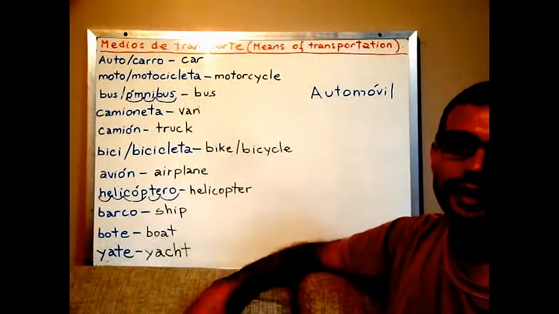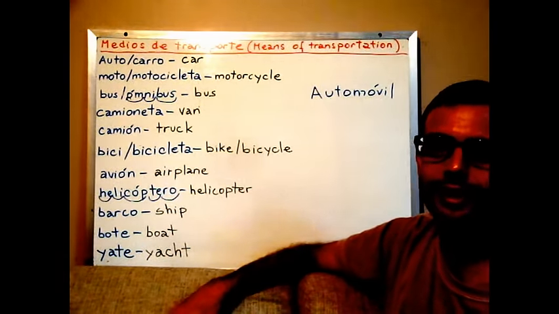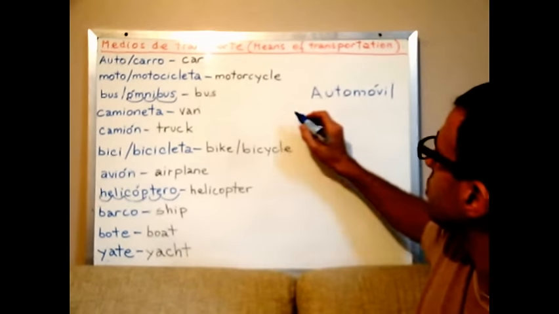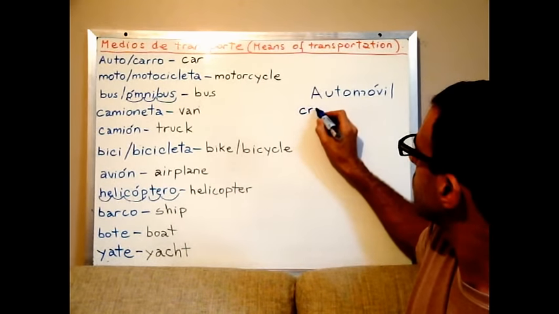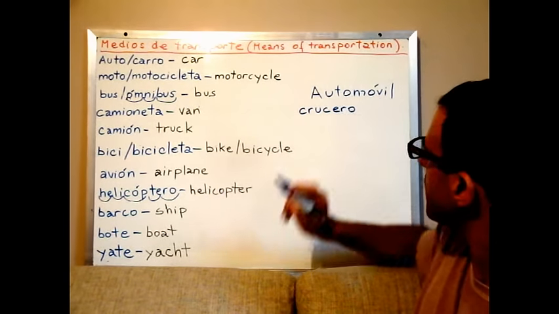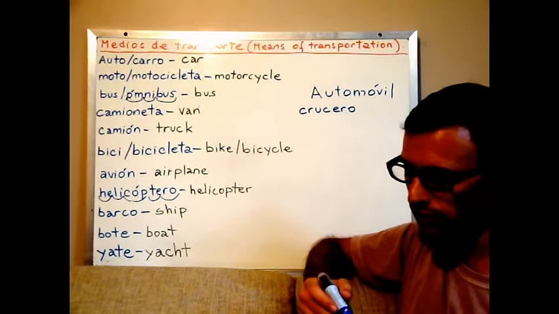And for a yacht we have yate, Y-A-T-E. Yate for a yacht. And we have a cruise, which would be crucero. Crucero is a cruise.